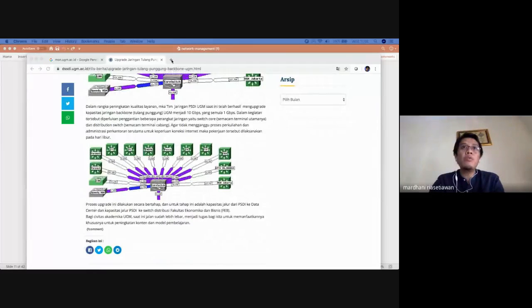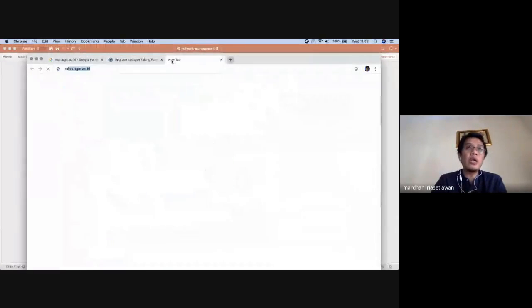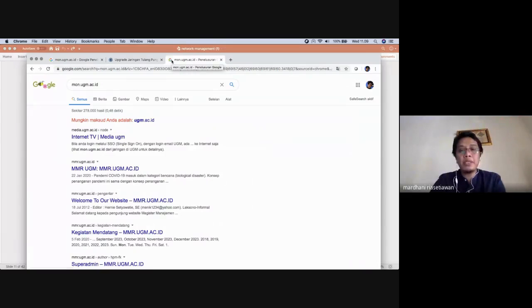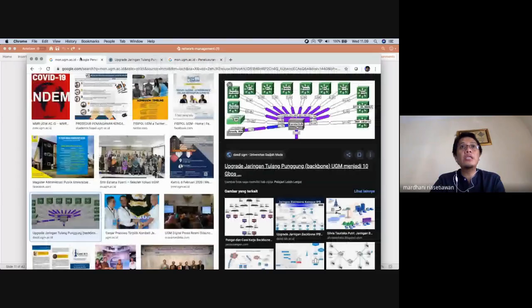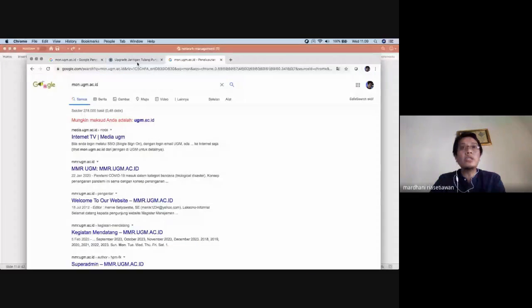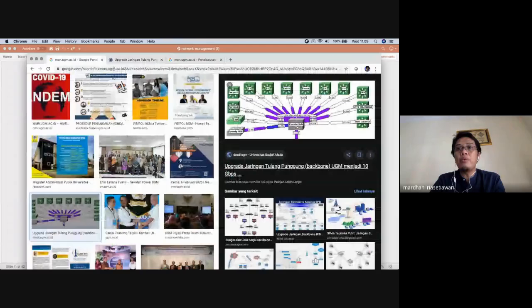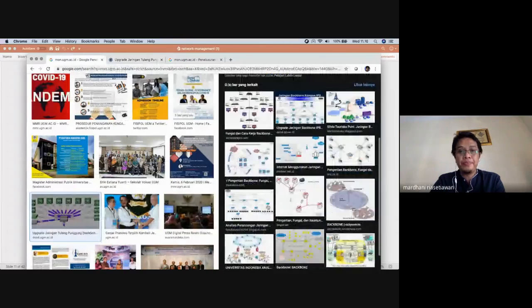Actually, we can access maybe this one, the mon UKMIC ID, but unfortunately, if we are outside the campus, it cannot work. But if we are in the campus, you can access the mon UKMIC ID and you will have this image. So that would be very important for you to see. This is one of the implementations actually, but it's okay.